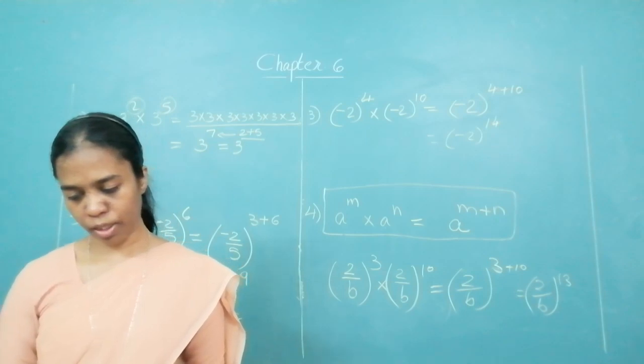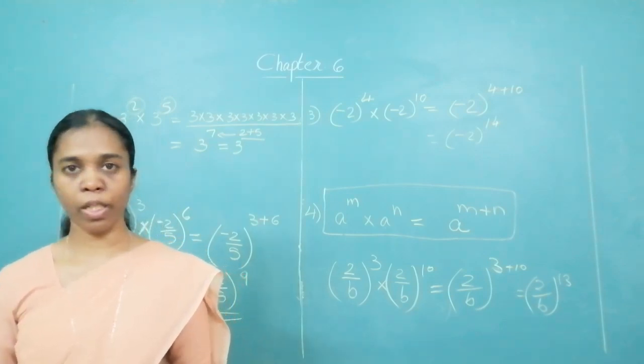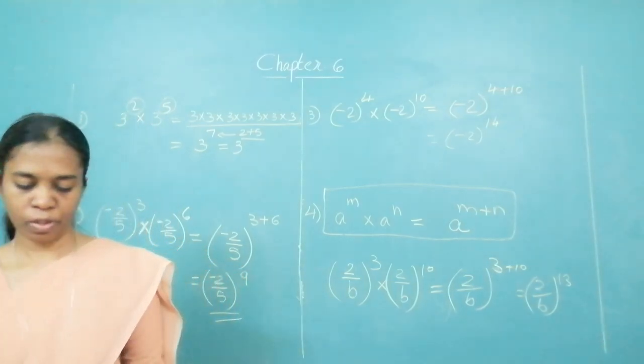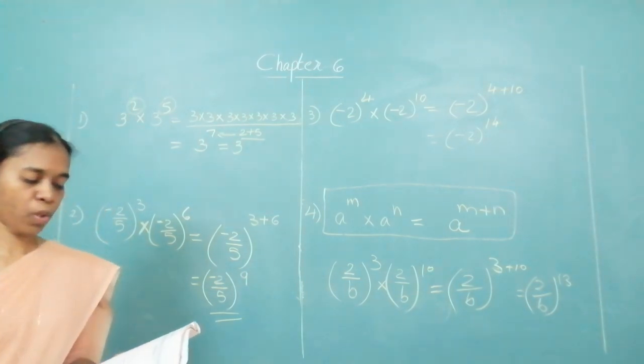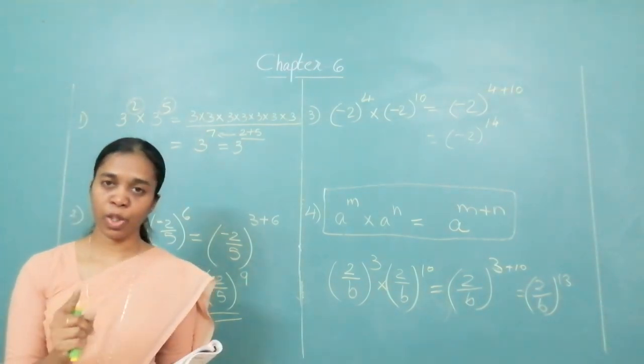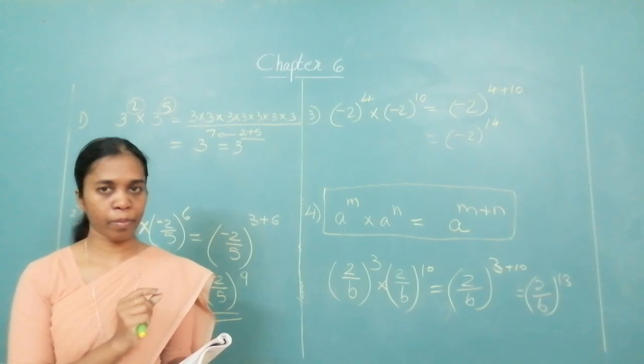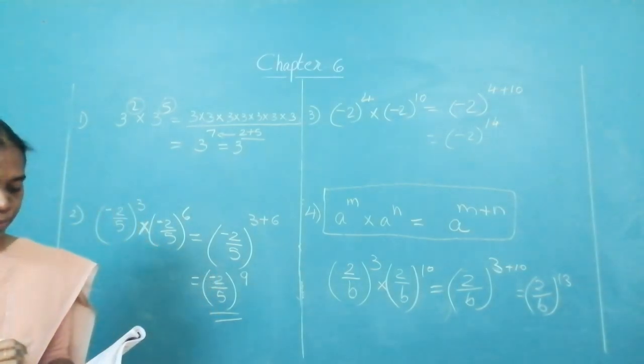Practice set 27. There are 6 questions over there. Please solve it. Whenever you have a multiplication like this, first look whether the base is same. Then you can do it.